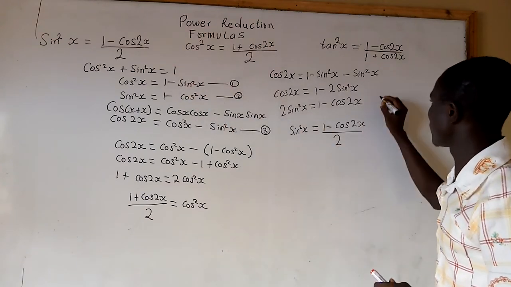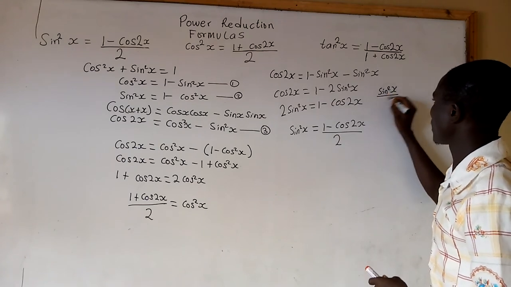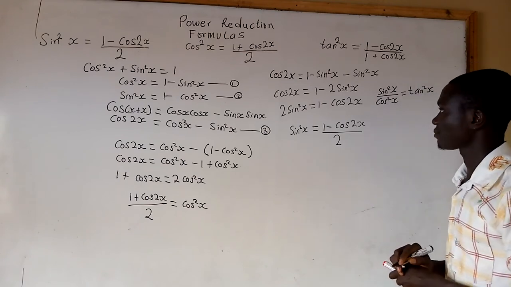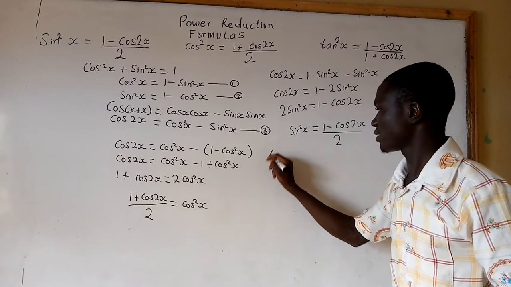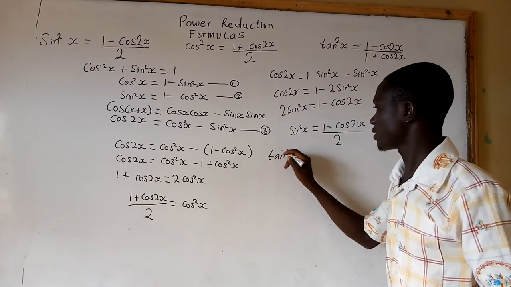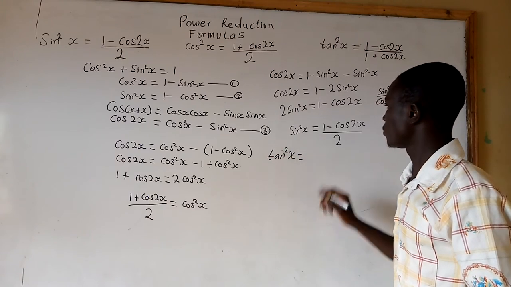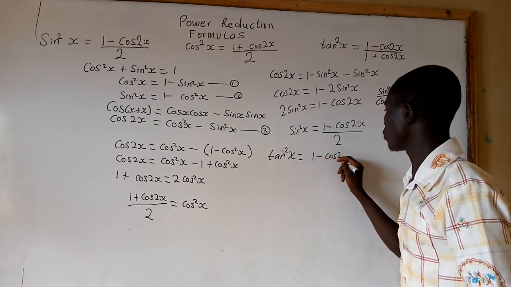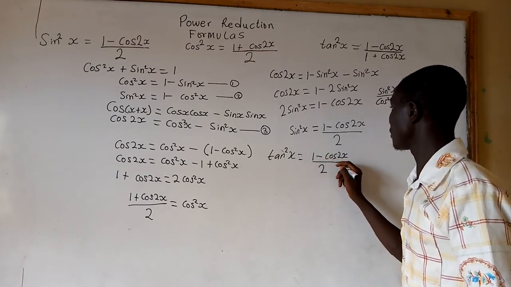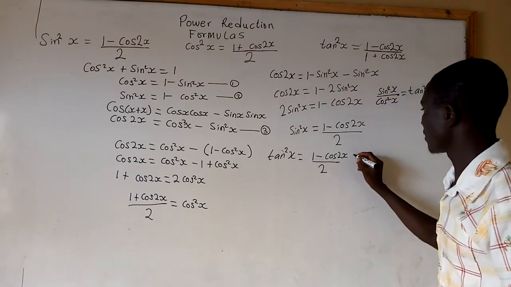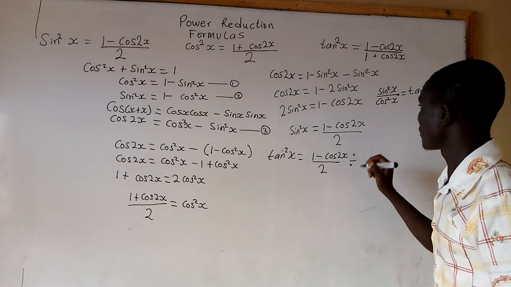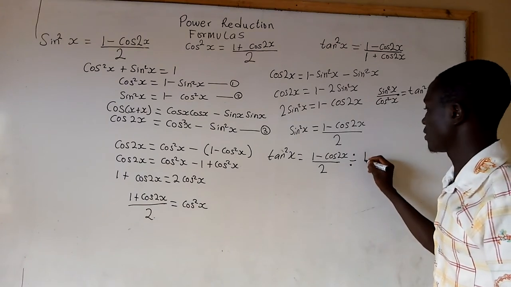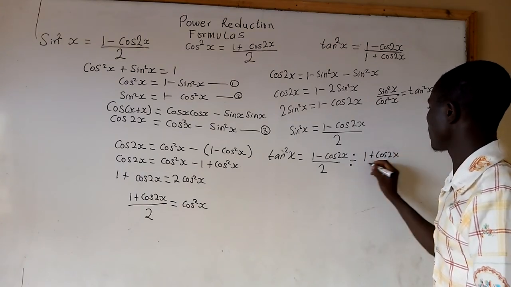Now we know that sine squared x divided by cos squared x equal to tan squared x. This implies that tan squared x equal to sine squared x, which is 1 minus cos 2x divided by 2, divided by cos squared x, which is 1 plus cos 2x divided by 2.